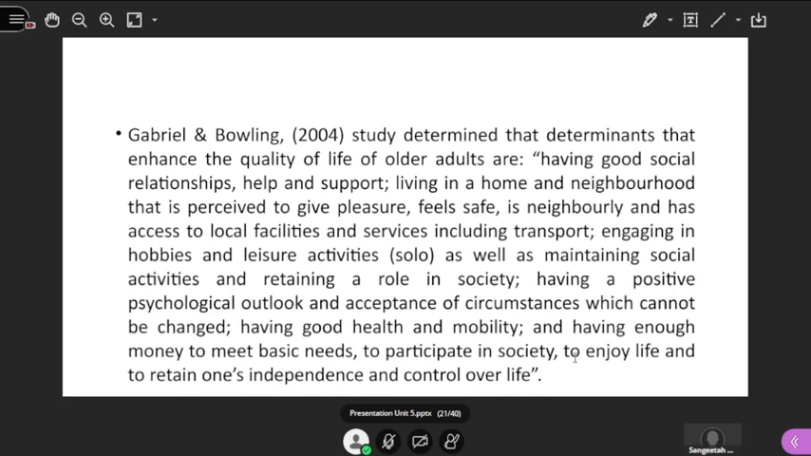All right. So the Gabriel and Bowling study determined that the determinants that enhance the quality of life of older adults are having good social relationships, help and support; living in a home and neighborhood that is perceived to give pleasure, feel safe, is neighborly and has access to local facilities and services, including transport; engaging in hobbies and leisure activities, as well as maintaining social activities and retaining a role in society; having a positive psychological outlook and acceptance of circumstances which cannot be changed; having good health and mobility; and having enough money to meet basic needs, to participate in society, to enjoy life, and to retain one's independence and control over life. So you see, these are the determinants that enhance the quality of life of older adults.